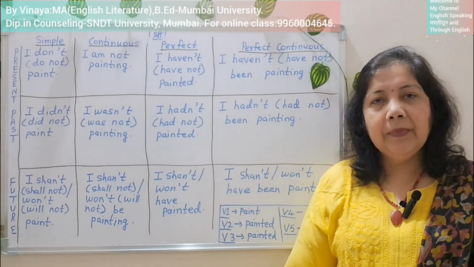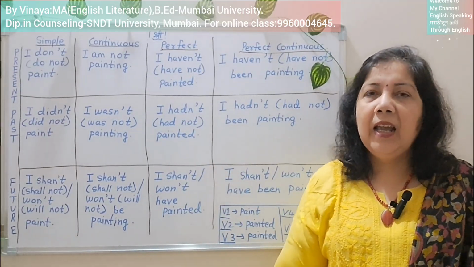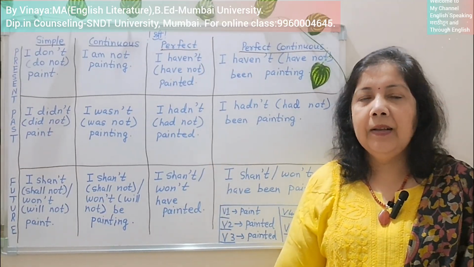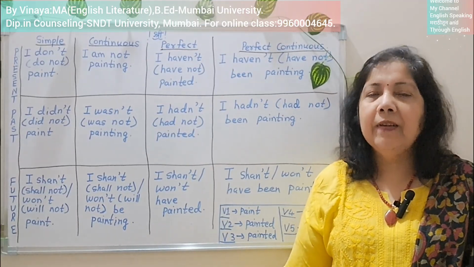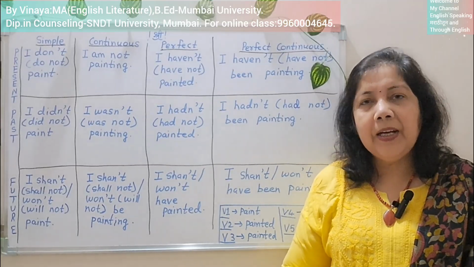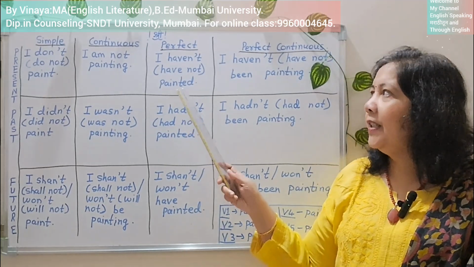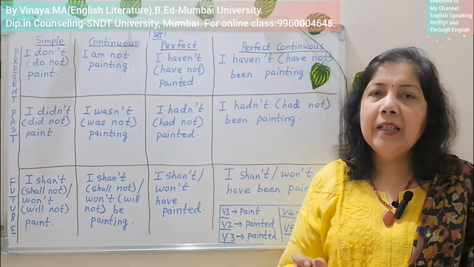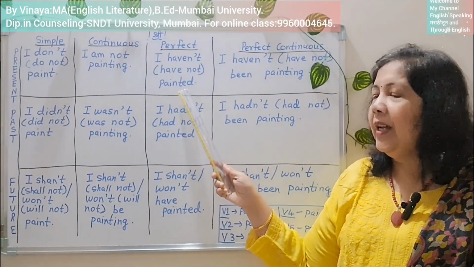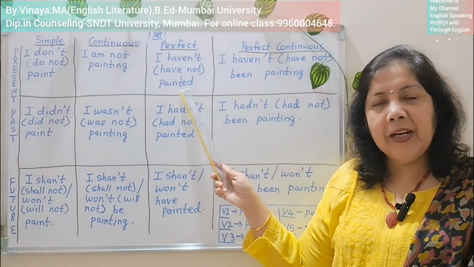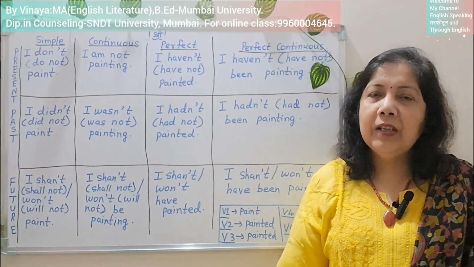Present perfect tense. Present perfect tense sentence is I haven't or I have not painted. I haven't painted, I have not painted. Now this tense we use when any action has got over just now in the present. The action which is completed for a short period of time in the present. That time we use this tense and the formula is subject plus have not or has not, haven't or hasn't, plus V3. Here painted is V3, third form of the verb, past participle. Now when subject is I, we, they and you, then we use have not.